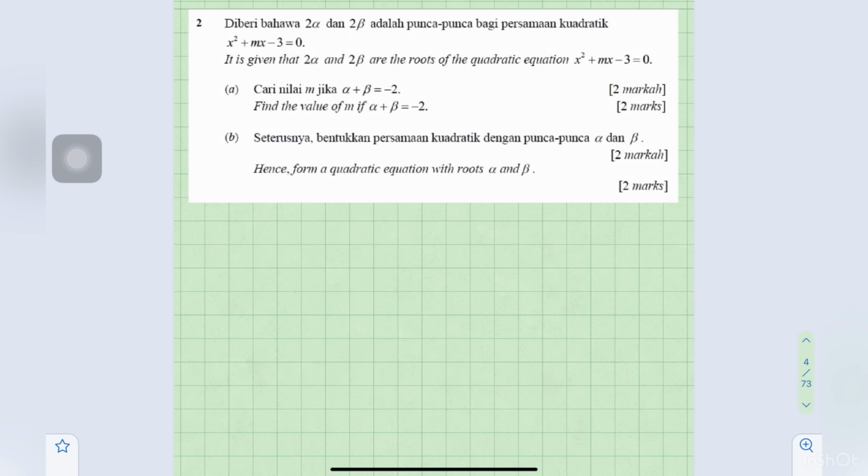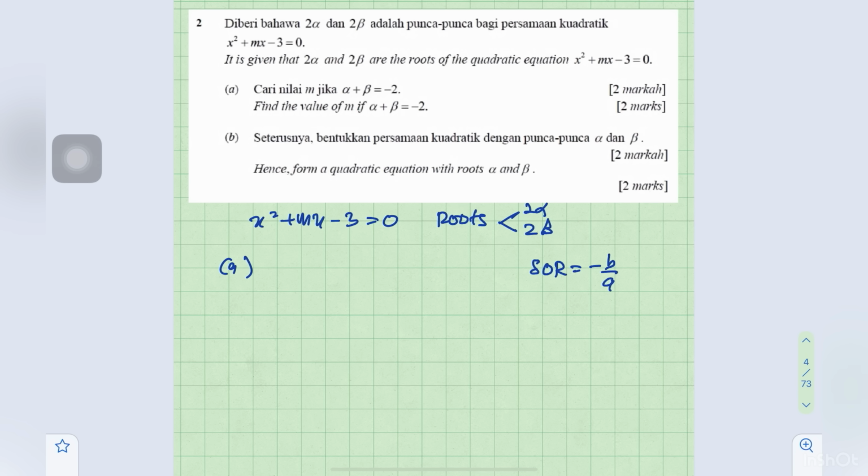Okay, so from the equation x squared plus mx minus 3 equals 0, we know the roots given are 2 alpha and 2 beta. So it asks us to find the value of alpha plus beta. Since it is about roots, we can use the formulas SOR and POR. Sum of roots, SOR, is negative b over a. POR is c over a. Okay, here we can find SOR first.